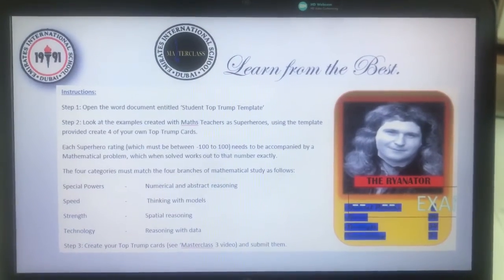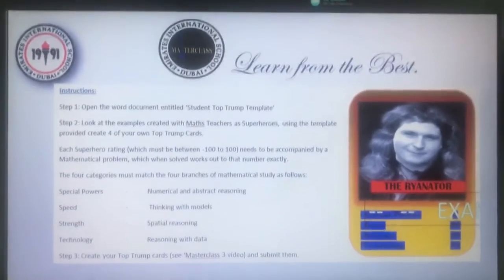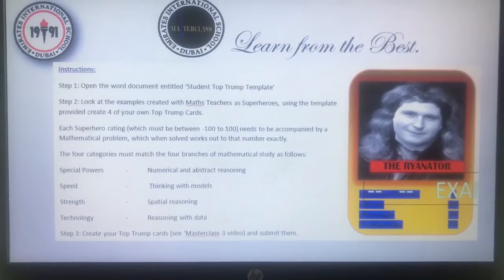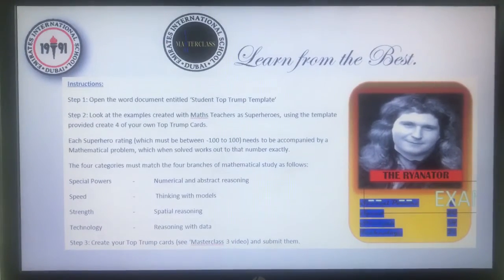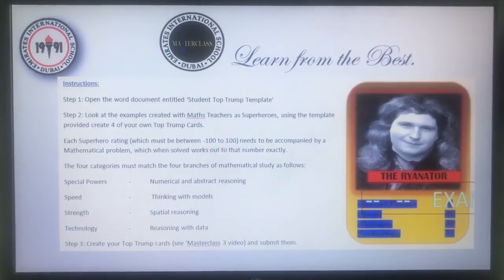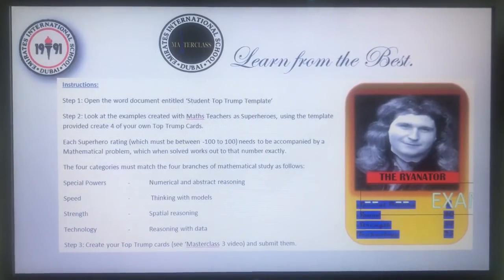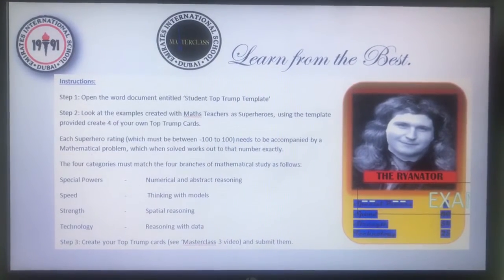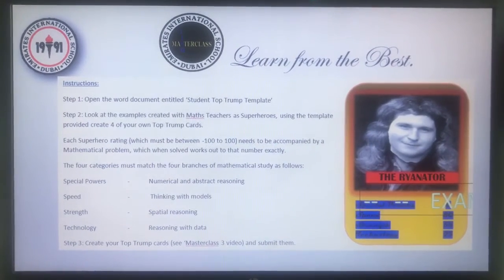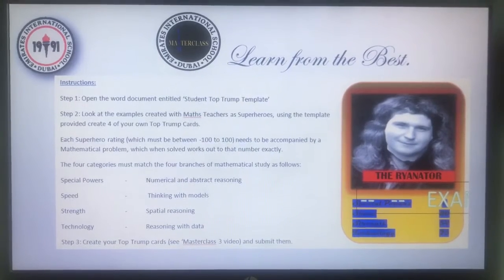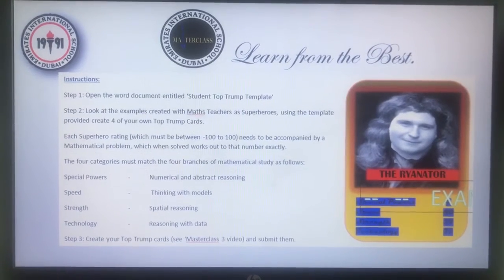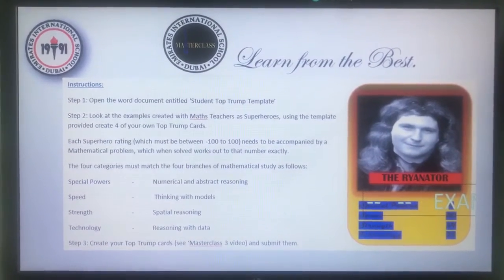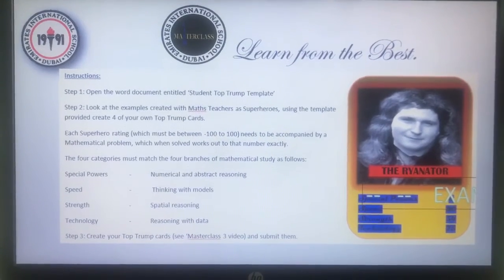So here is an example, one we've created from superheroes in the math department. So there you have Mr. Ryan, the Ryanator, with 4 superhero ratings. You can't see them very clearly because they're in blue, but it says special powers at the top, then speed, then strength, then technology, and each one of those ratings has a score to the right hand side.